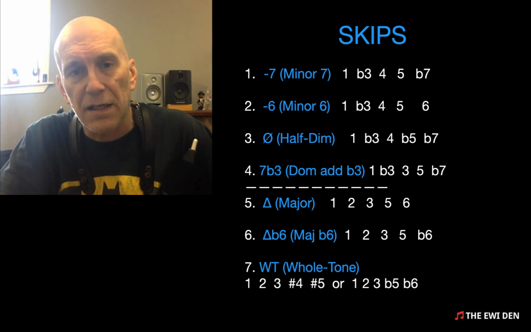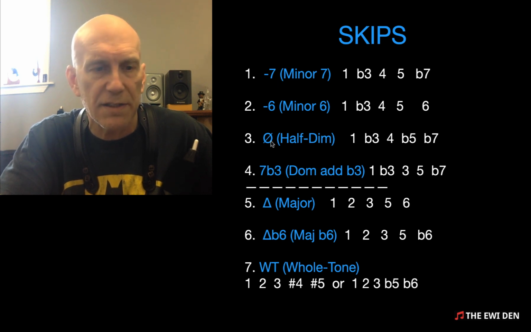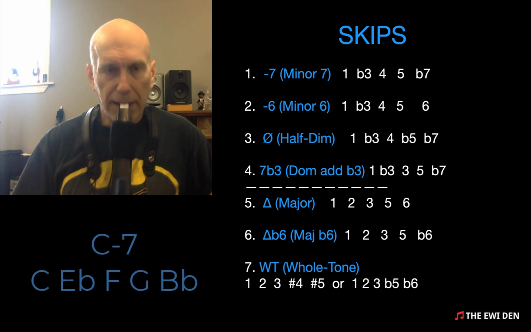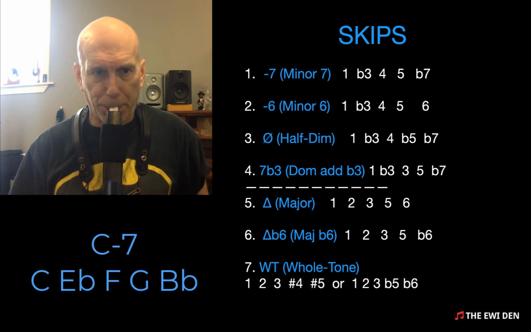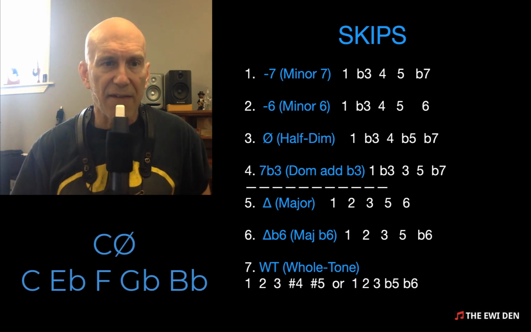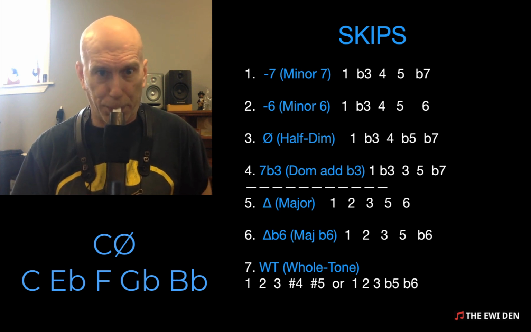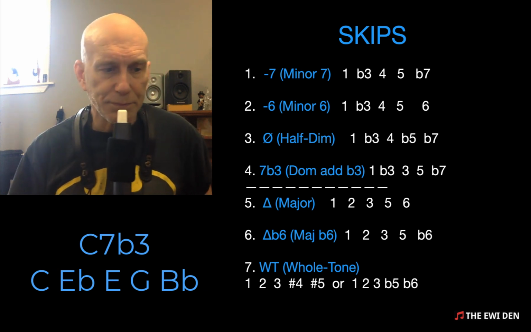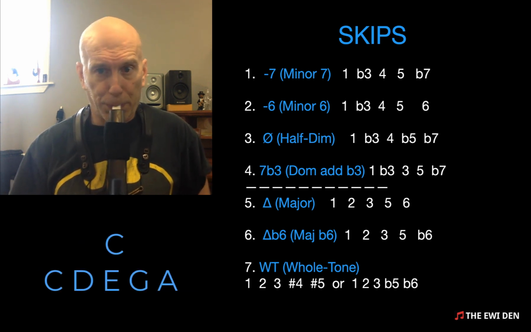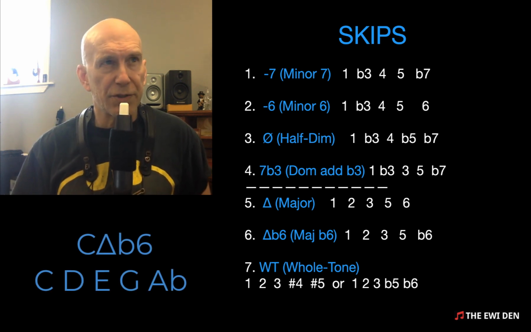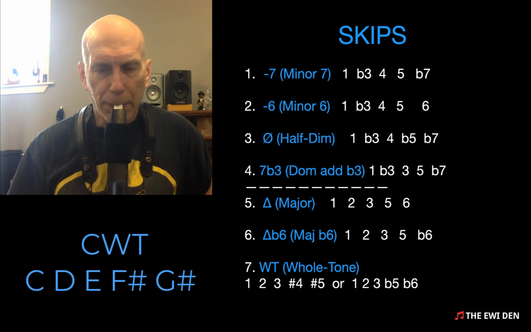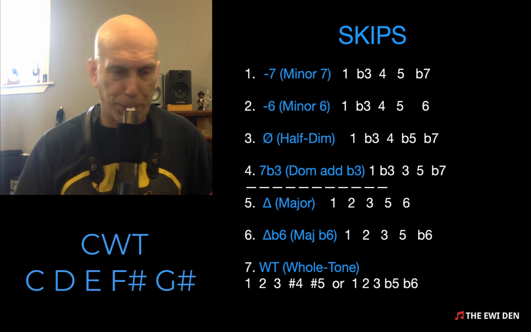Here, I'll demonstrate the skips in the key of C. So they'll all be C roots, like C minor 7, C minor 6, etc. And I'll do down the scale, a descending, ascending skip. So here's C minor 7. C minor 6. C half diminished. C dominant, add flat 3. Major. C major flat 6. And then whole tone. There you go. And that'll keep you busy.